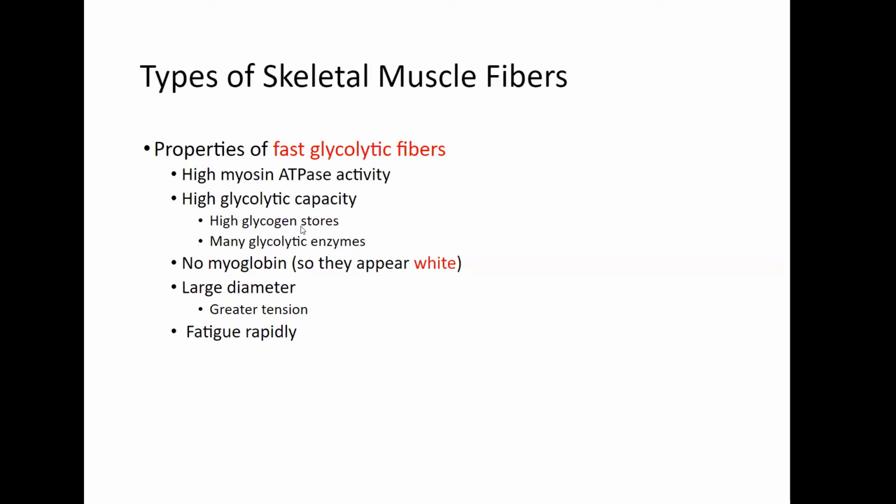They have high glycogen stores for this, as we discussed with glycolytic fibers, and they have lots of enzymes that are related to glycolysis. They don't need oxygen, so they also don't need myoglobin. So they're going to appear white. They're not going to have this red color. And they're large in diameter because they don't need to keep that big surface area to volume ratio. So they can get wider, which means they can stack more actin and myosin, which means they can be stronger.